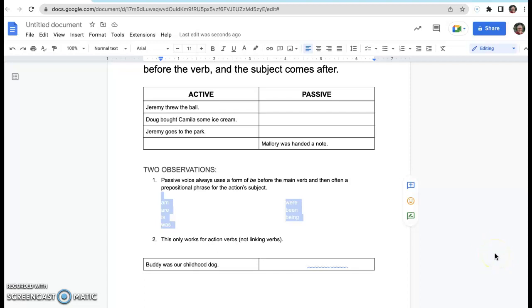But these are different forms of be, and it is helpful to be able to recognize them for different grammatical situations, and in this case, in identifying passive voice, because these are always going to be used as helping verbs before the main verb in the passive construction.